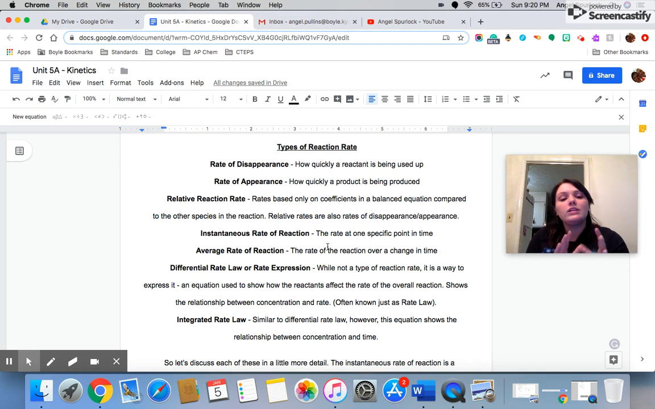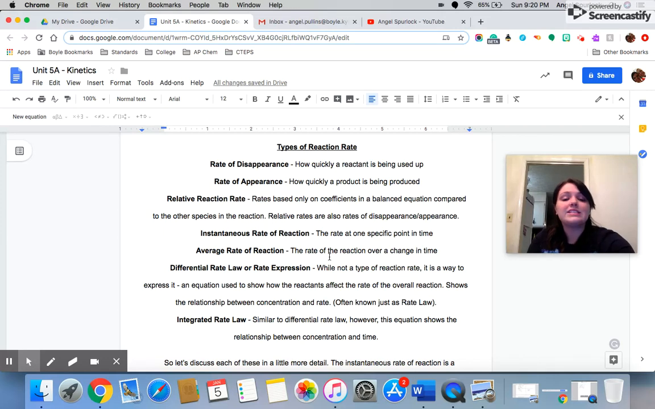Now, both of those ideas are called relative reaction rates. Relative reaction rates are when you look at the rate of something using the stoichiometric coefficients from your balanced chemical equation. They don't have to be relative reaction rates, but they are when we're talking about relative reaction rates. We'll talk about that more at a later point in time.